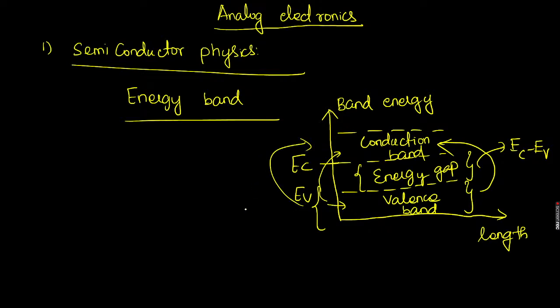Okay, I hope you all are very clear. There are two regions now. One is the valency band, another one is the conduction band. Before conduction, generally in all materials, electrons will be in the valency band.